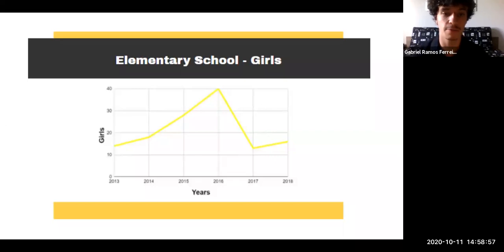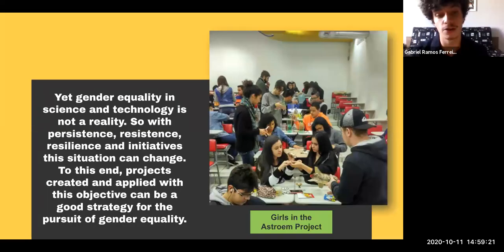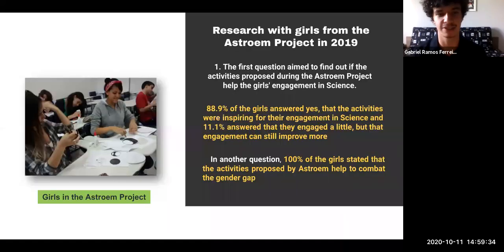So here we have the graphics about the participation of the girls in our project. As you see in this graphic and the other, the numbers of the girls always follow the numbers of the students. In the last years, at least half of our students were women. So you can see how it follows. So science makes a difference in our society, or it's supposed to, and we must make this real. It's our responsibility.